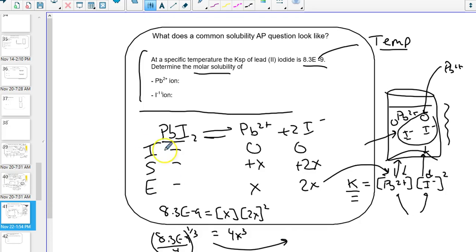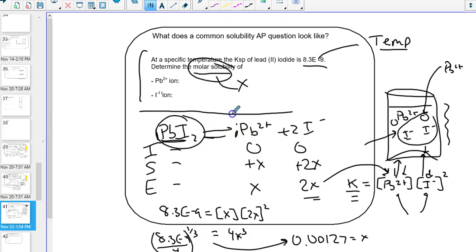Okay, I got, holding 3 sig figs, 0.00127, and that would be my x value. So the x is kind of like saying when I want molar solubility, I kind of want the x. I don't want the 2x necessarily, but for every 1 of these, I get 1 of these. I want to know how much of this dissolves. And for every 1 of these, 1 of those, so really x is my answer.